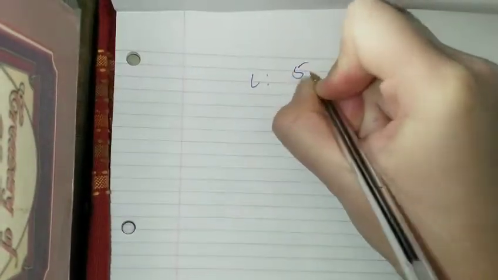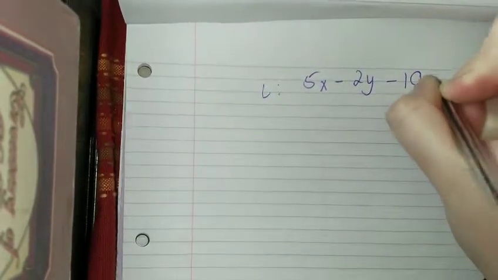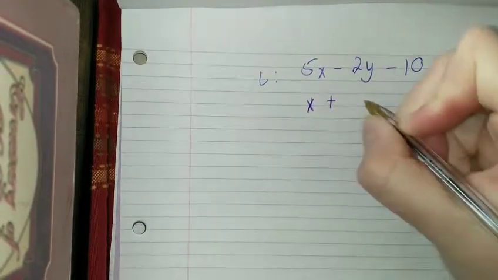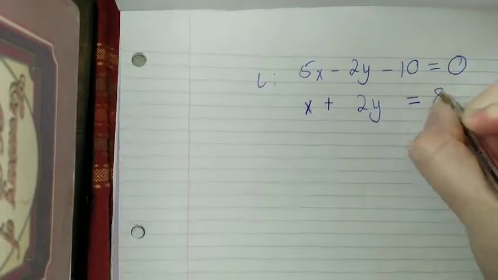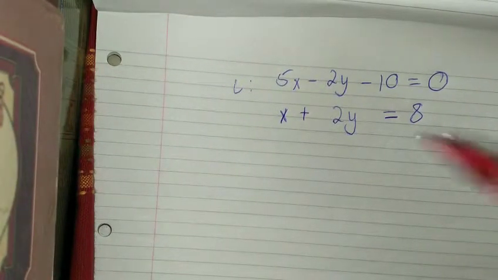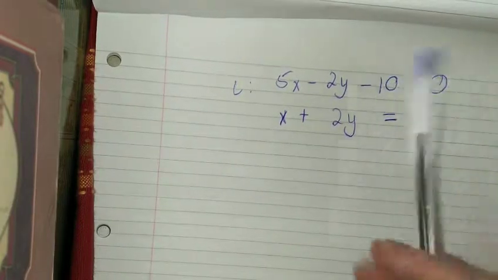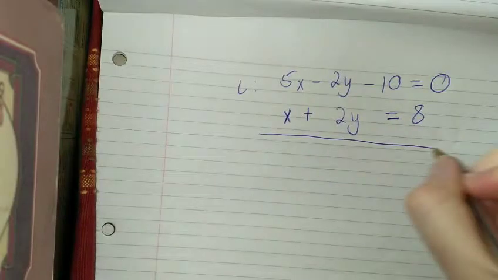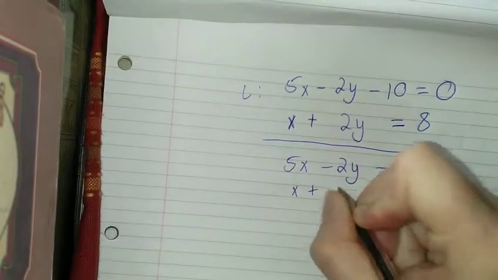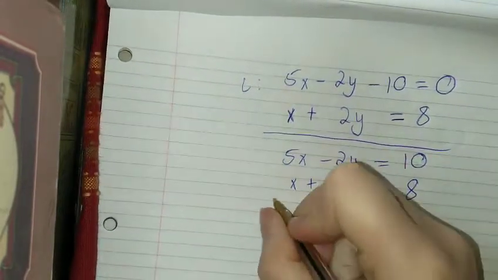So my line L, which I got, is this here. L is 5x minus 2y minus 10 equals 0. And then my other line, K, which they gave us, is x plus 2y equals 8. So I can use simultaneous equations to solve and figure out my values for x and y. The first thing I might do is make sure I have x's and y's on one side and numbers on the other side. So I'll have 5x minus 2y equals 10, and then x plus 2y is equal to 8.